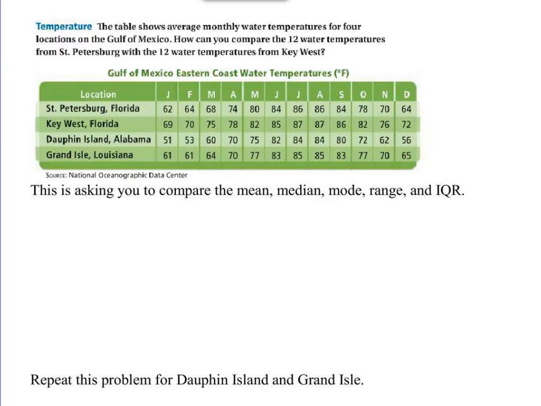All right, so that was outliers and whether or not we discard the outlier. Now we need to talk about the mean, median, mode, range and interquartile range. So we have the table showing the average monthly water temperatures for 4 locations on the Gulf of Mexico. It scares me to ask if you know where the Gulf of Mexico is. Okay, good enough. Not north, right? So how can you compare the 12 water temperatures from St. Petersburg with the 12 water temperatures from Key West? What state are these two cities in? They're both in Florida?